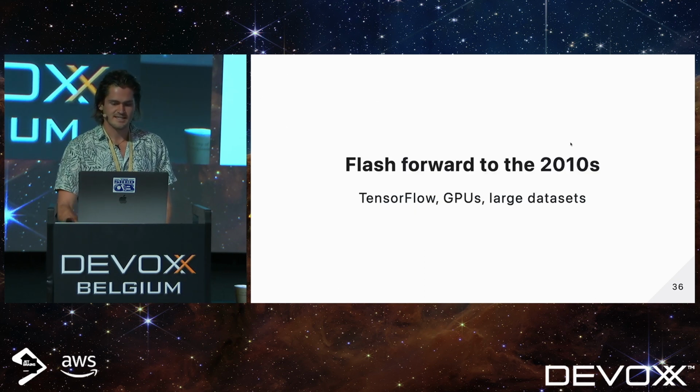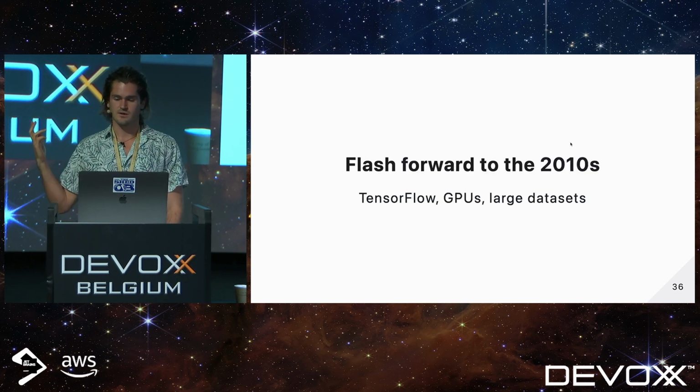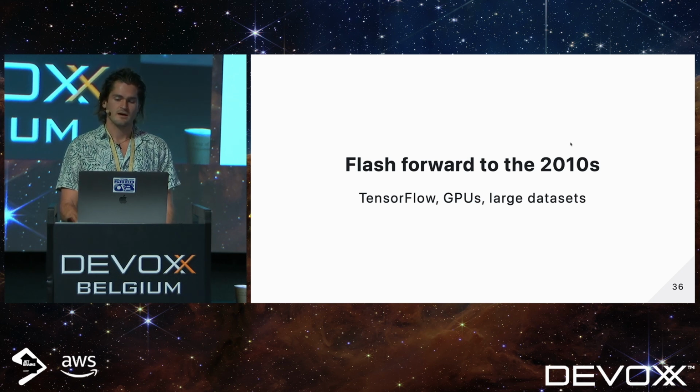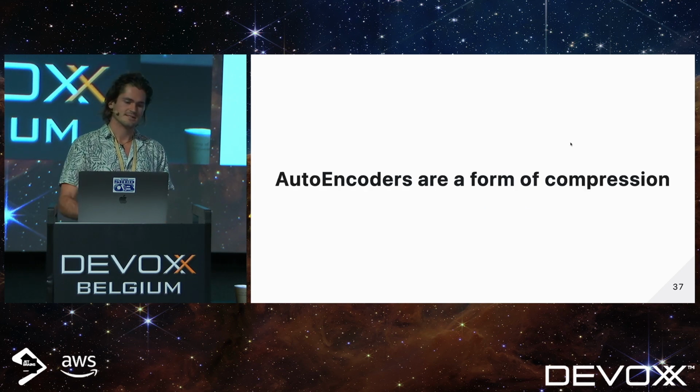If you flash forward to the 2010s, with things like TensorFlow and GPUs and large data sets, autoencoders really took off as an area of interest for a lot of researchers, students and academics. The most important thing you should take away from this little spiel is that autoencoders are a form of compression. They take an image down to a smaller representation where each number is very meaningful, and then they can re-expand it to the original. There actually was some discussion around shipping autoencoders to things like a web browser as a very strong form of compression.